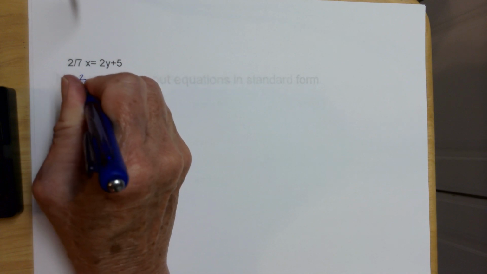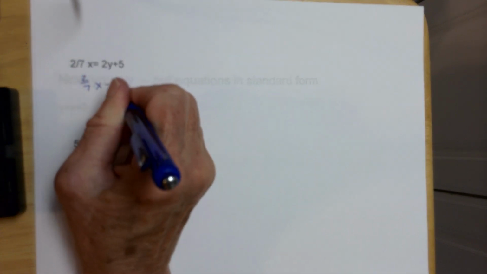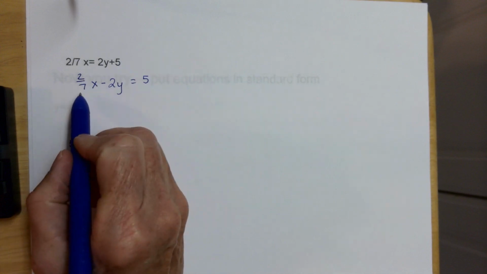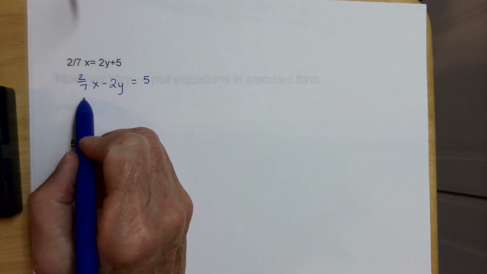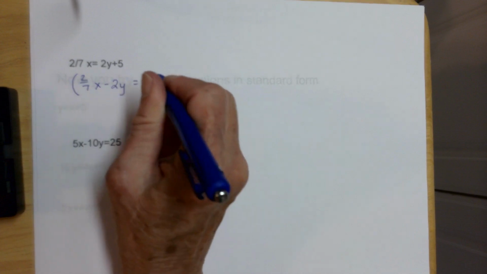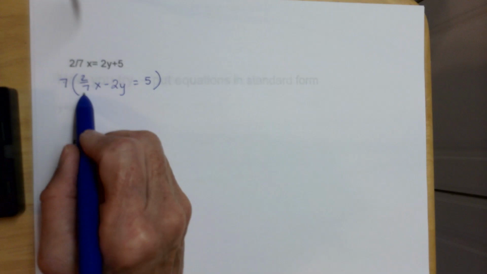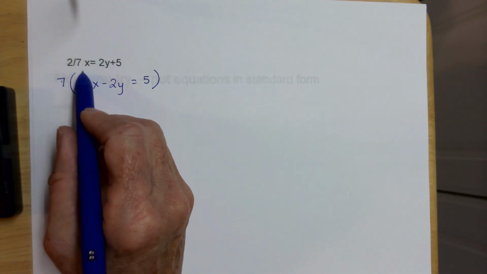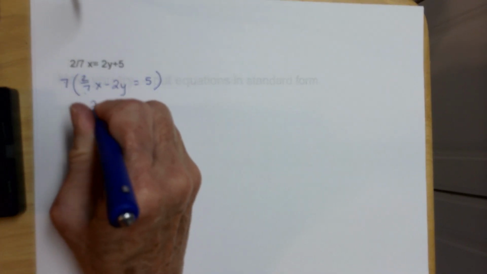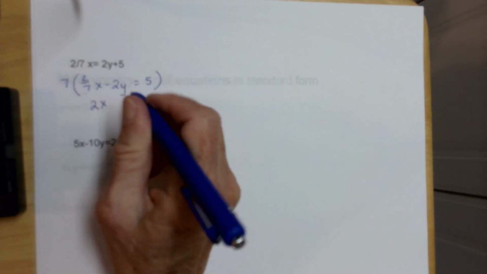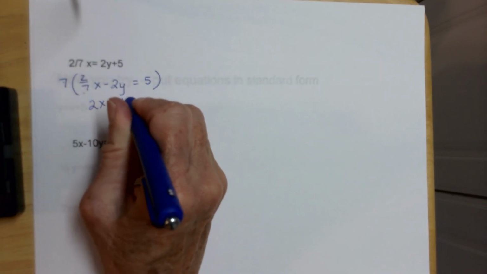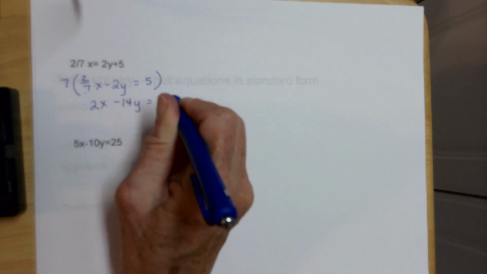These are a little more tedious here. This one, I have the x on one side. I need to bring the y over, so I have 2/7 x minus 2y equals 5. But now if you'll notice, my a is in fraction form, so I want to multiply through to get rid of that. So I multiply by 7, because if I multiply and divide by the same number, I'm going to get rid of my fraction. So I have a 2x, then I multiply by the negative 2, so negative 14y is equal to 35.